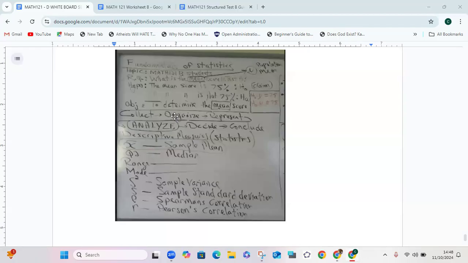We have to calculate descriptive measures called statistics, and there is a list of them: the sample mean, the sample median, the range, the mode, the interquartile range, the sample variance, the sample standard deviation, Spearman's correlation, Pearson's correlation. Here you have the symbols for the popular ones. But bear in mind, we are to determine the mean. So out of all of these descriptive measures, it is the mean that we have to calculate for this problem. So from the data collected, we're going to calculate a sample mean. And here is a symbol for it.